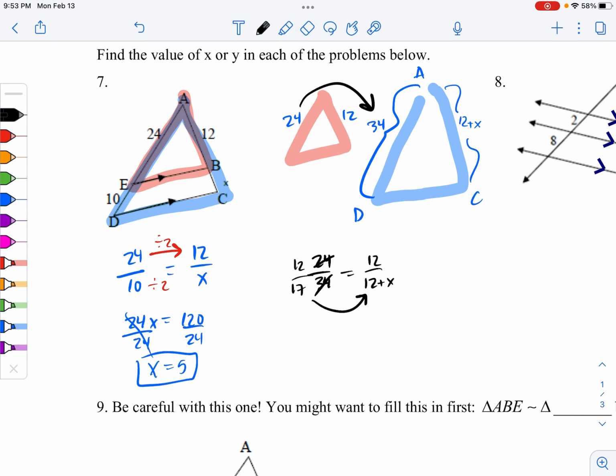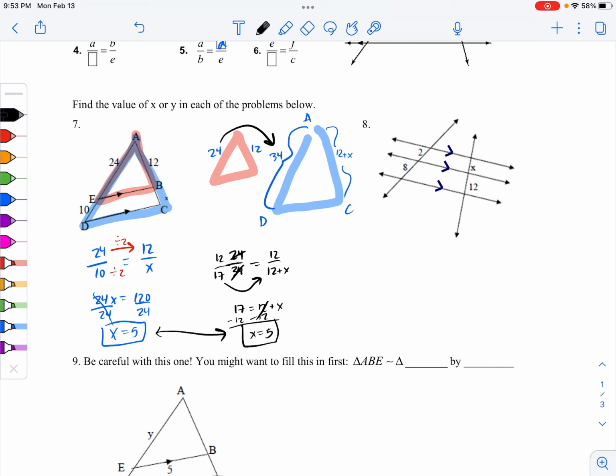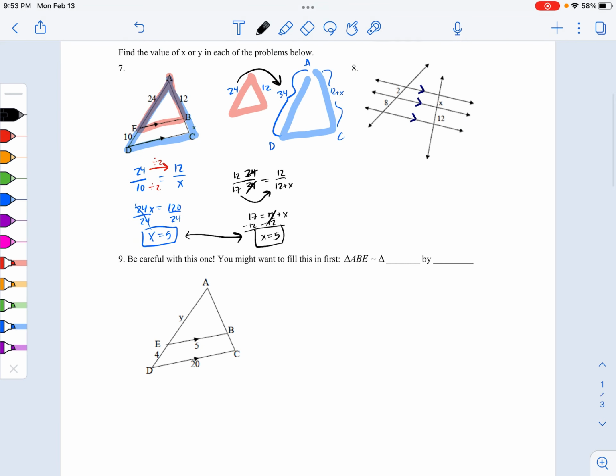Meaning, in order for these to be proportional, the denominators have to be equal to each other. So this actually becomes a straight problem where we have 17 is equal to 12 plus x, minus 12, minus 12, and we should get x is equal to 5 from that, and we could see we get the same answer. Okay, so you can use similar triangles here as well, but personally I would say the side splitter theorem is better. Number 8 I'm not going to go over.